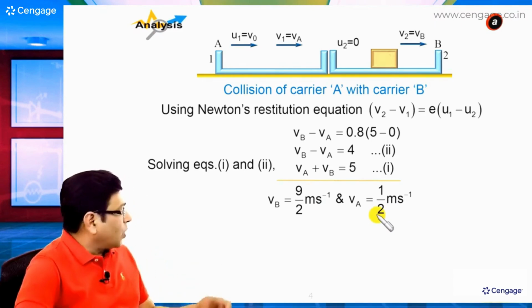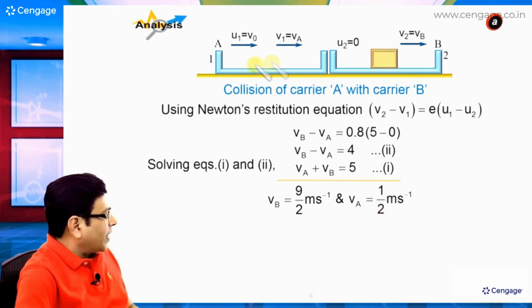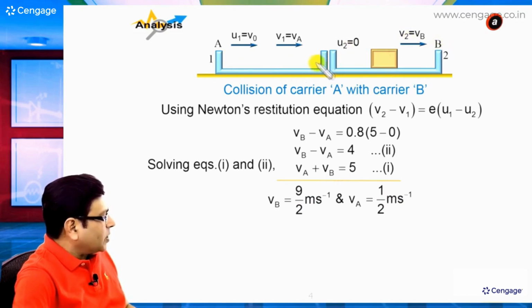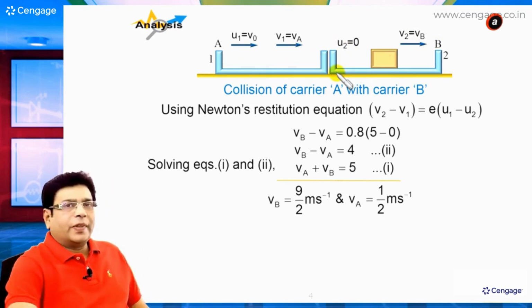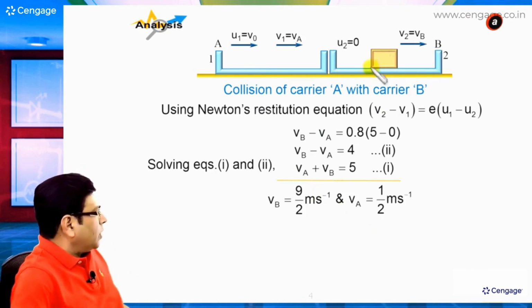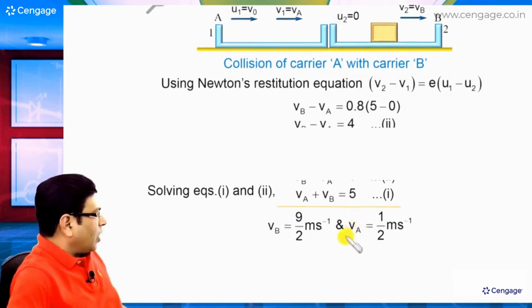You can observe the velocity of the first carrier or left carrier is less than the velocity of the right-hand side carrier. That means this will move faster than this. That means further we can say there will be no collision between these carriers, right? Now let us move to the next part, that is collision of this suitcase with the left wall, right?